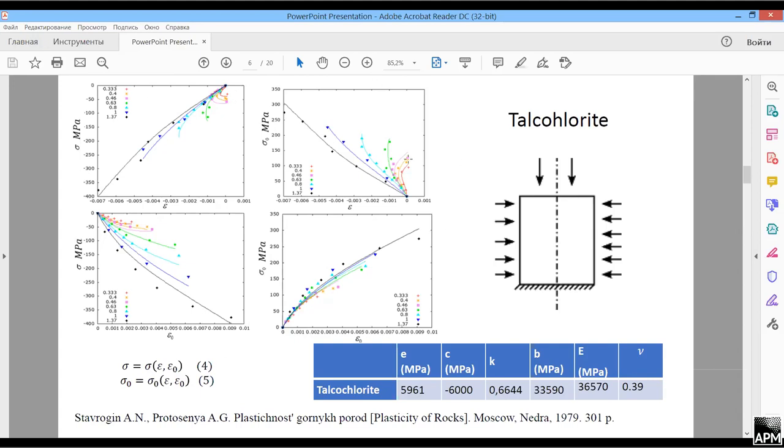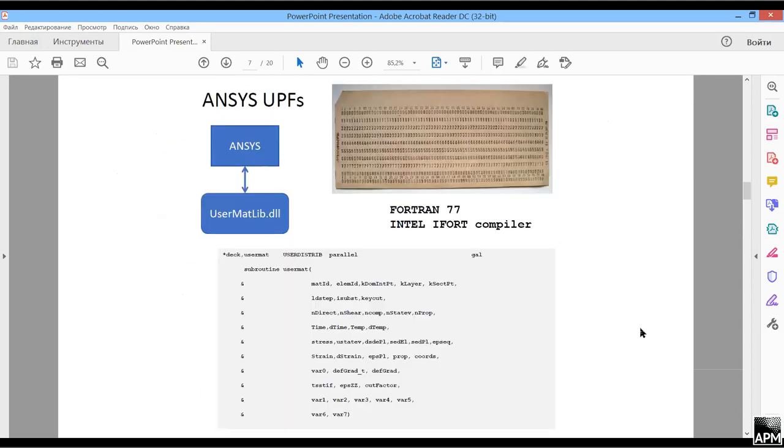On the left side of the screen, we can see the correspondence of our model with the experimental data for various types of stress state. The stress state equals the first invariant of stress divided by the stress intensity. At the bottom of the screen, we can see the material parameters for our model. Also, we can get from these equations the material parameters for the linear elasticity model, which we will later use to compare results for our model and for the linear elasticity model.